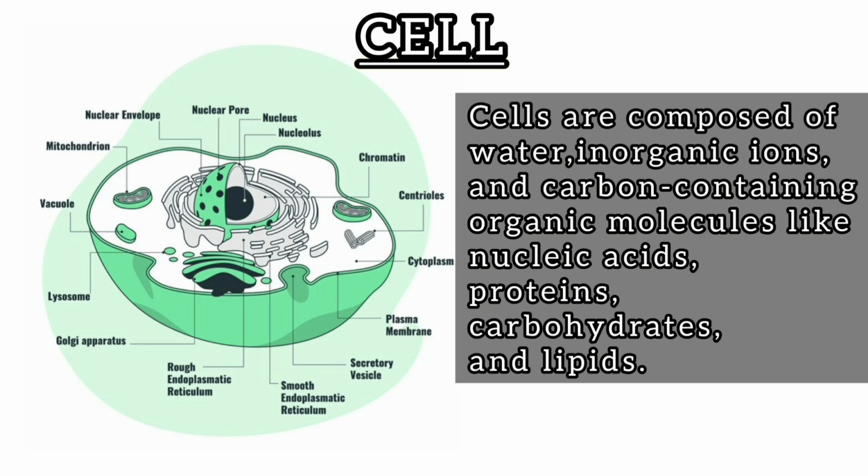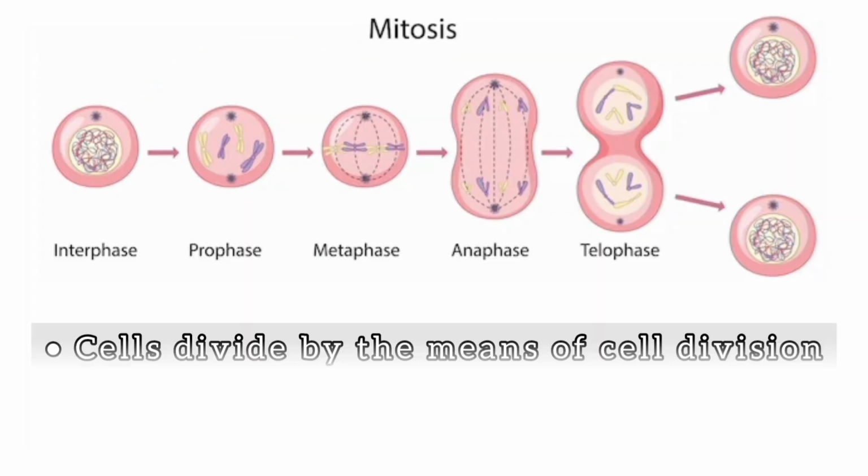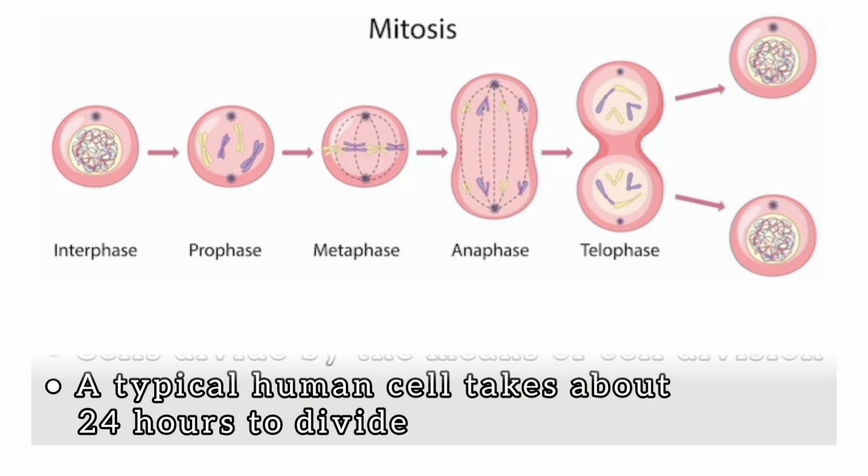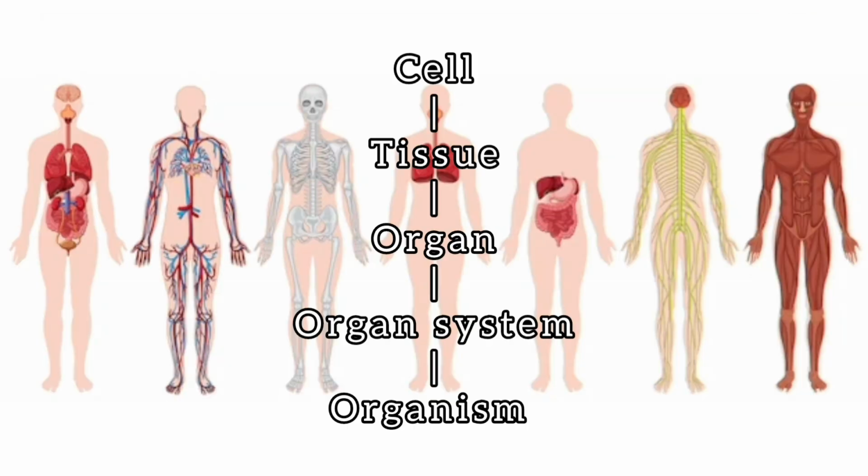The cell is the basic structural and functional unit of all forms of life. Cells are composed of water, inorganic ions, and carbon-containing organic molecules like nucleic acids, proteins, carbohydrates, and lipids. Cells divide by means of cell division, and a typical human cell takes about 24 hours to divide. A group of cells makes a tissue. A group of tissues makes an organ. A group of organs makes an organ system. And a group of organ systems makes an organism.